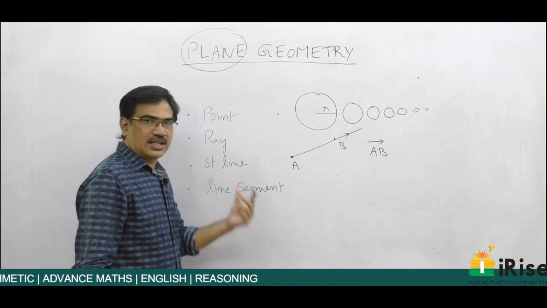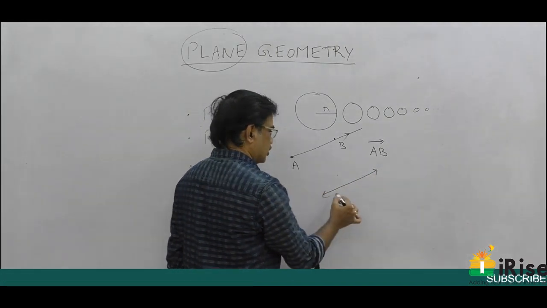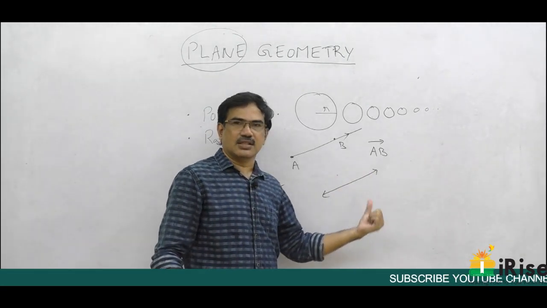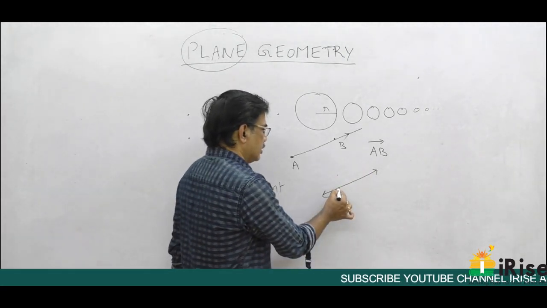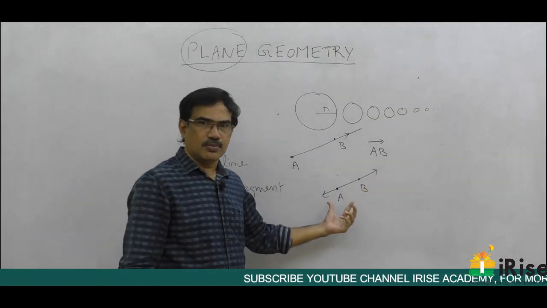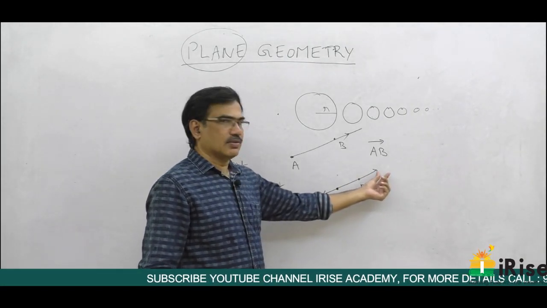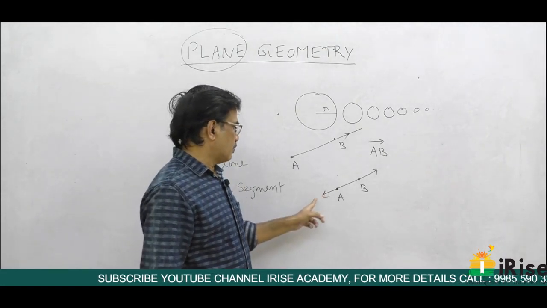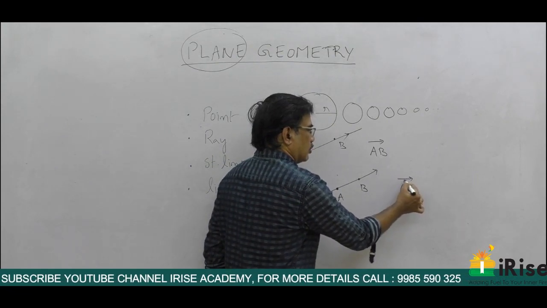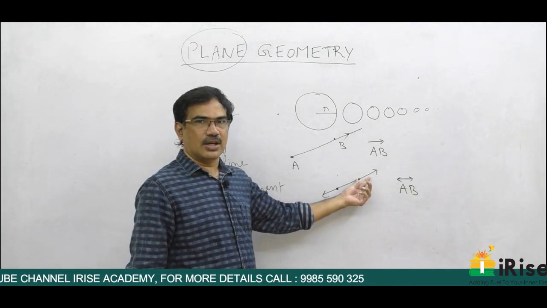Then what is a straight line? It is the locus of a point which moves in both opposite directions. It has no initial point as well as no terminal point, no starting point and no ending point. Just passing through A as well as B. How to represent straight line AB? AB line is represented with a double arrow, a two-sided arrow.